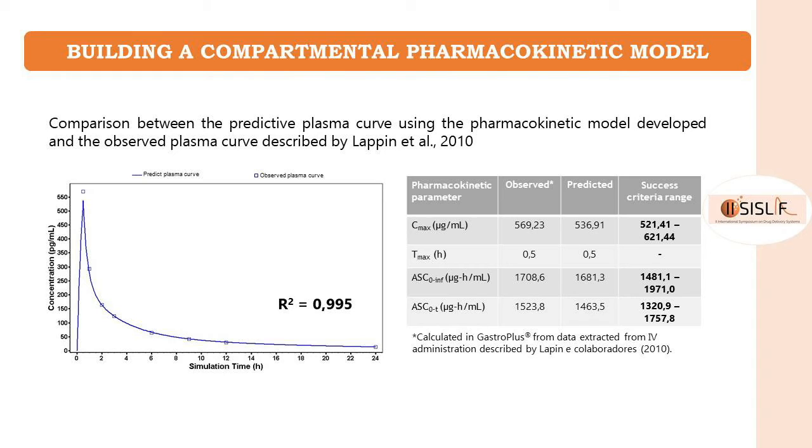This graph shows a comparison between the predicted plasma curve using the pharmacokinetic model developed and the observed plasma curve. The R2 obtained between the predicted and observed curves was 0.995. The table shows the predicted and observed pharmacokinetic parameters, and when comparing the values, it is possible to conclude that the model is adequate because the predicted values are within the range of the success criteria.